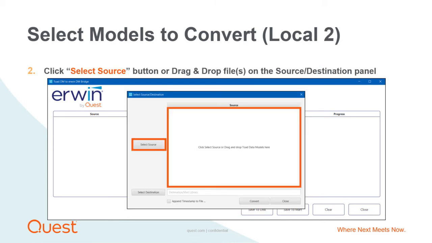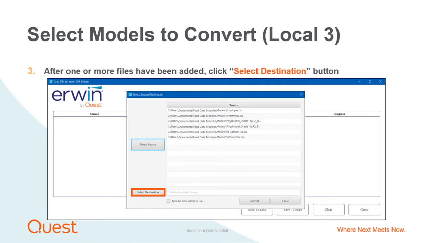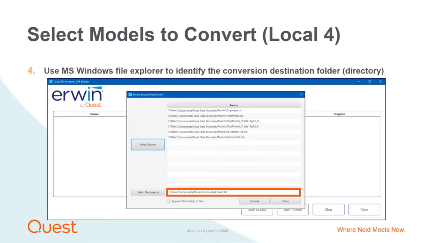After clicking the Save to Disk button, the Source Destination panel is displayed. Click the Select Source button or drag and drop Toad model files onto the panel to identify Toad DM models for conversion. Next, click the Select Destination button to identify the workstation folder for the resultant Erwin DM model files.